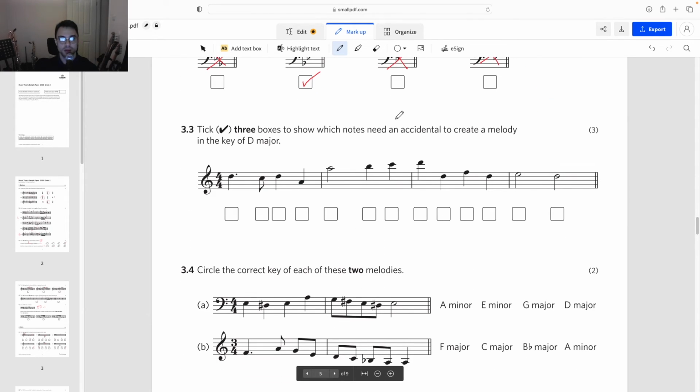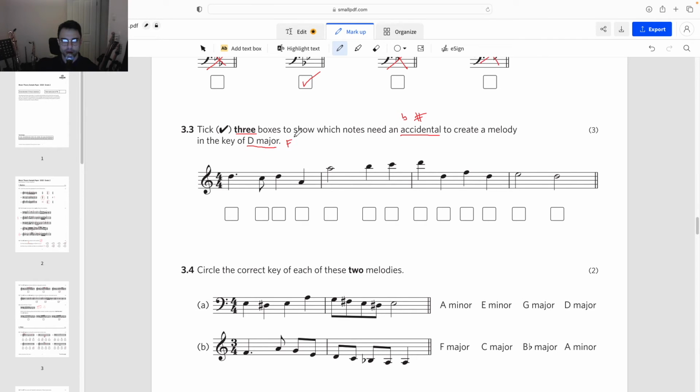3.3. Tick 3 boxes to show which notes need an accidental to create a melody in the key of D major. In the key of D major, we need to tick 3 boxes. So there's 3 notes that we need to change. And of course, remember what accidental means. It means flat or sharp, right? So what is the key of D major? It's 2 sharps, isn't it?